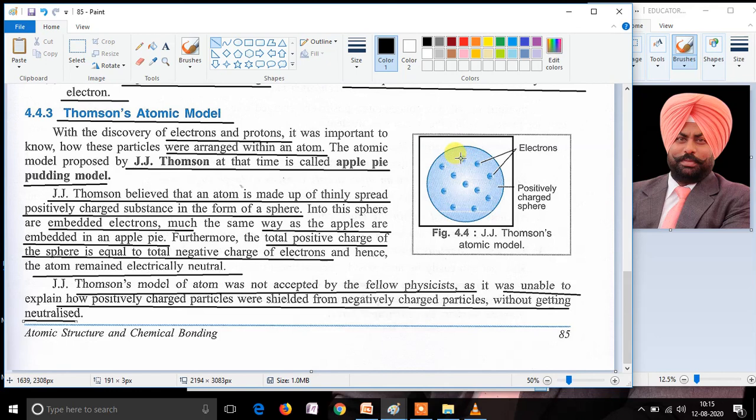How they can shield each other was not explained by J.J. Thomson. Hence, the J.J. Thomson apple pie pudding model was not accepted by his fellow scientists.